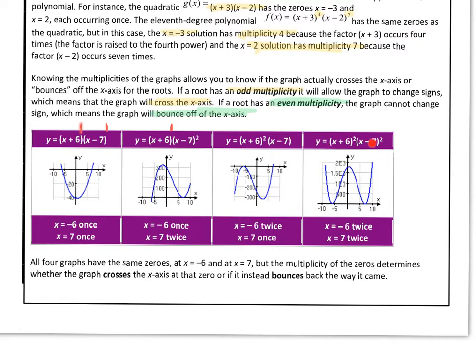And then take a look at what happens when you have a polynomial of degree 4. Take and add the two exponents, 2 and 2, that's degree 4. We have a bounce and a bounce, so at negative 6 it bounces, and at x equals 7, it bounces again. That's the idea of roots of multiplicity. Moving on.